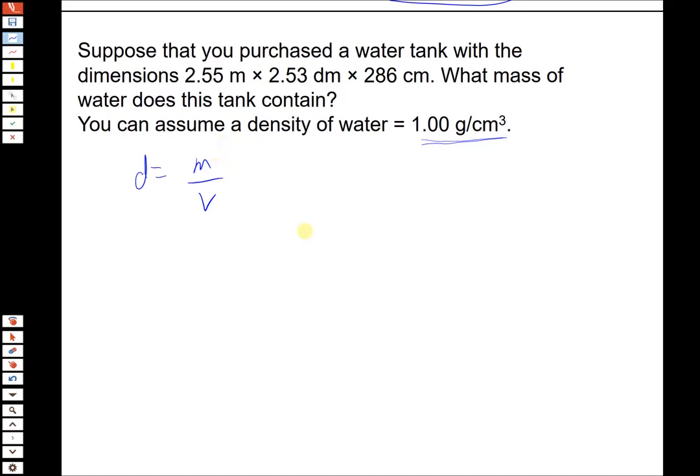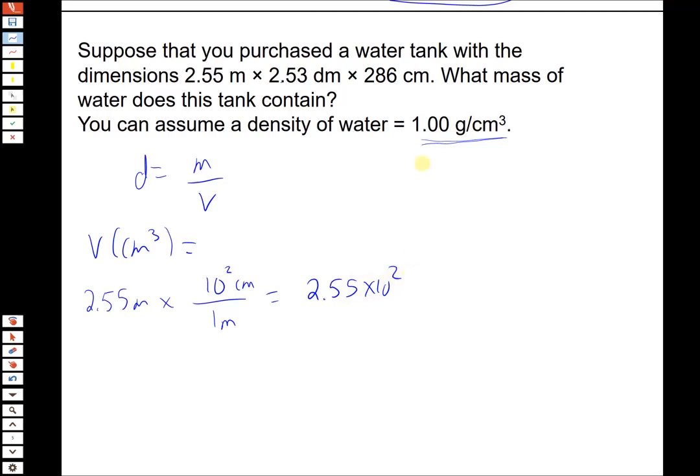So the first thing we need to do is find the volume of this tank. And we're assuming that it's a rectangular tank, since we're not told otherwise. The volume in centimeters cubed. We have to have all three of these numbers in centimeters and then multiply them together. So there's two conversions we have to do. So 2.55 meters times 10 to the second centimeters in 1 meter. That's going to be 2.55 times 10 to the 2.